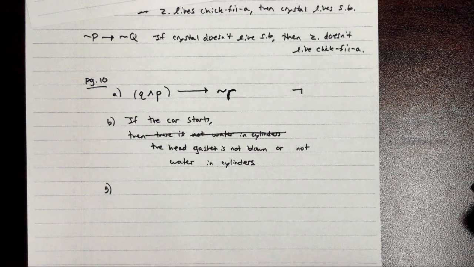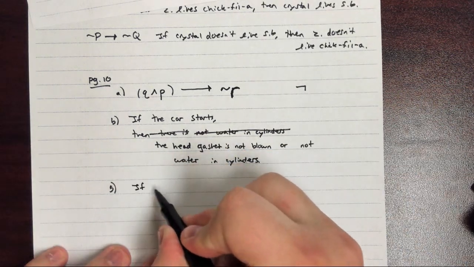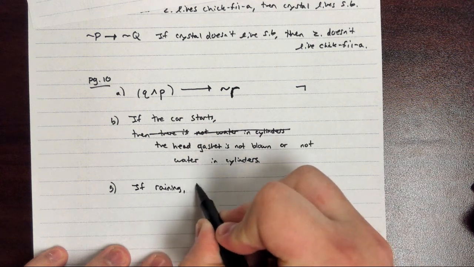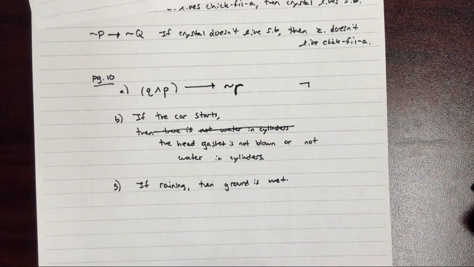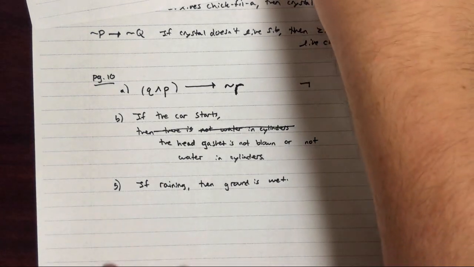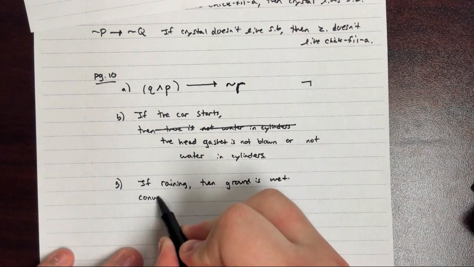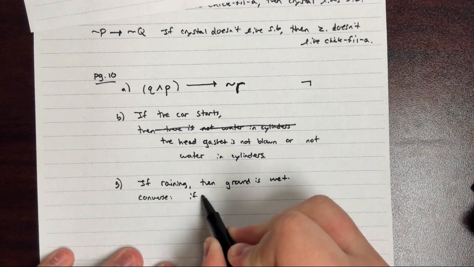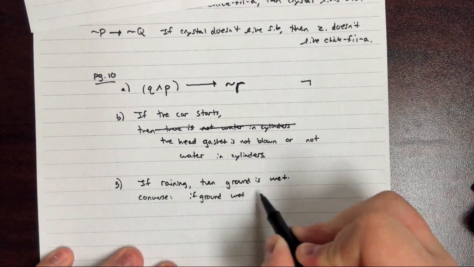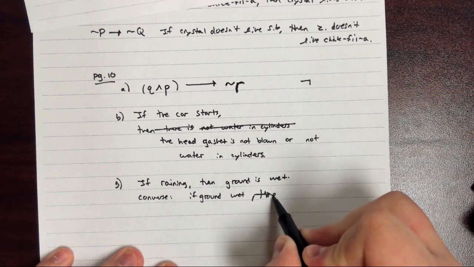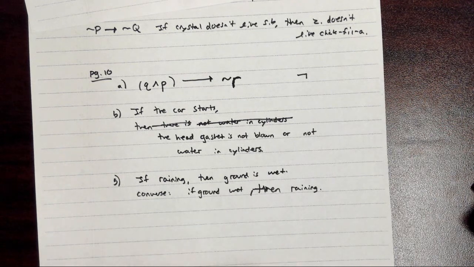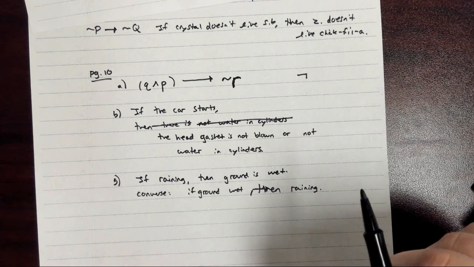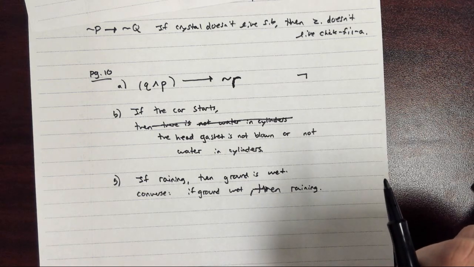Number 5. If it's raining, then the ground is wet. So if it's raining, then the ground is wet. And first it says, but the converse. So what would the converse be? Go back and look at what the converse means. If the ground is wet, then it's raining. So Q is if it's raining and P is the ground is wet. There's no real order to the variables. It's just there to represent information.